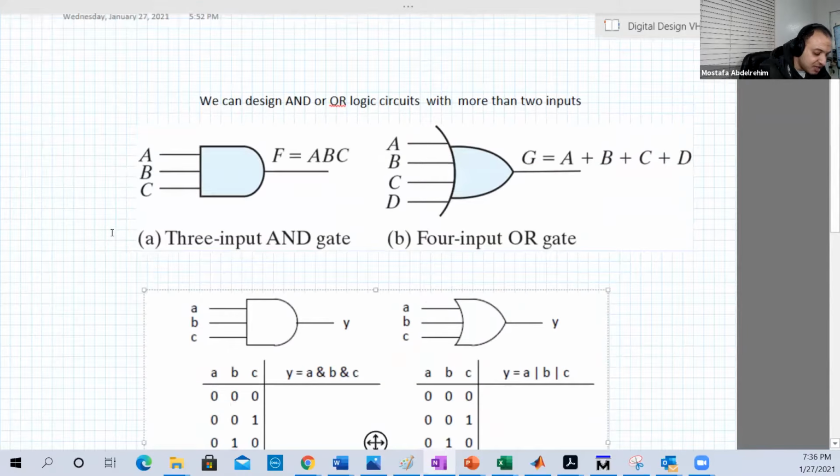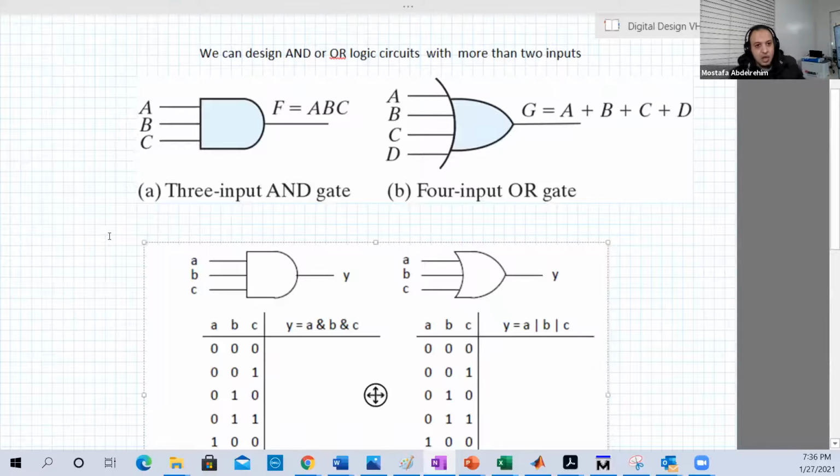We have all the time seen that the AND and the OR have only two inputs. But can we have AND and OR gates with more than two inputs? Yes, we can. But why can we have this? Basically, AND and OR are mathematical definitions, something to model human thinking or human logic. If you have an operation with two conditions, then for AND, both conditions should be satisfied in order to do this operation.